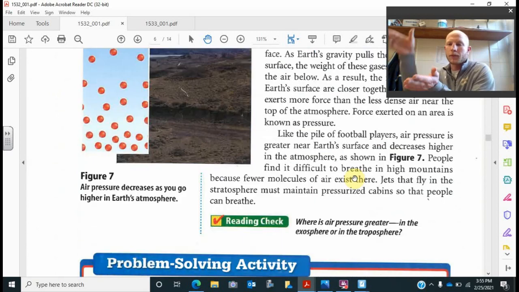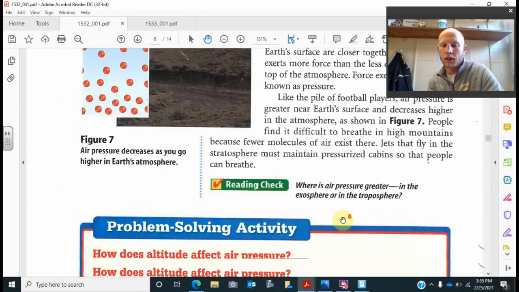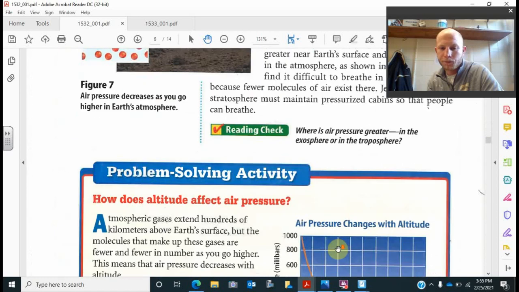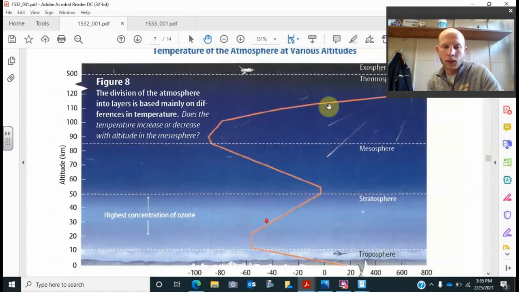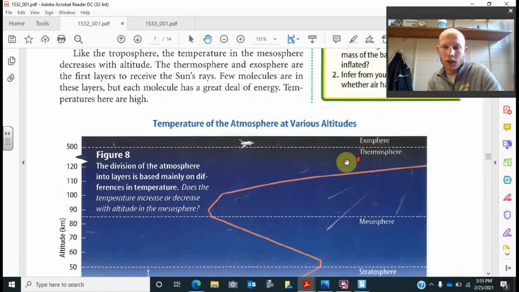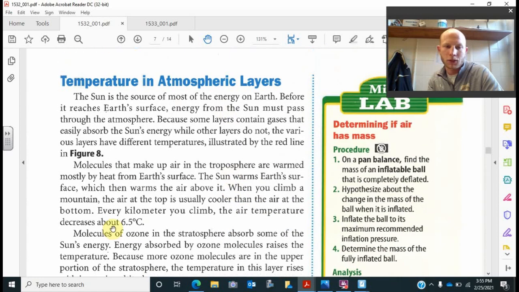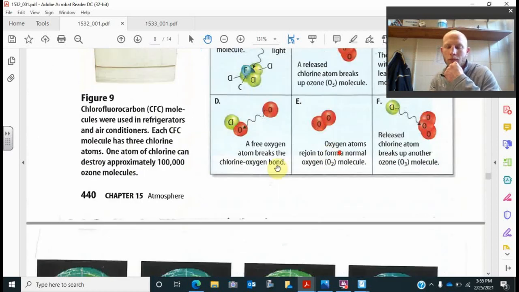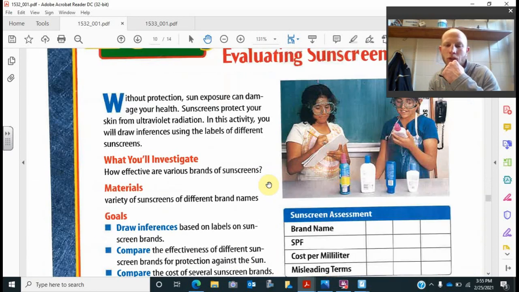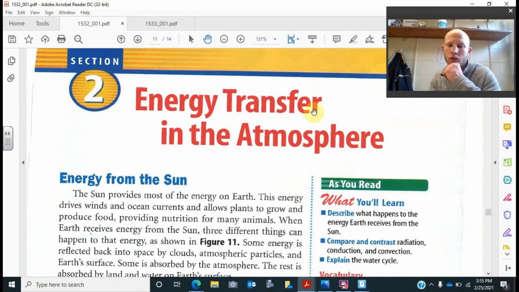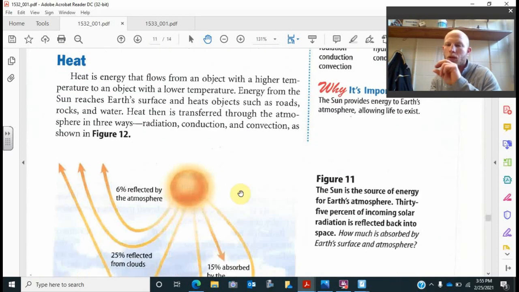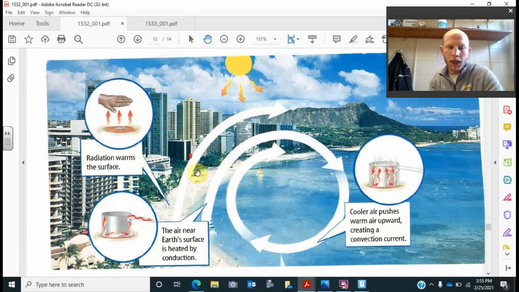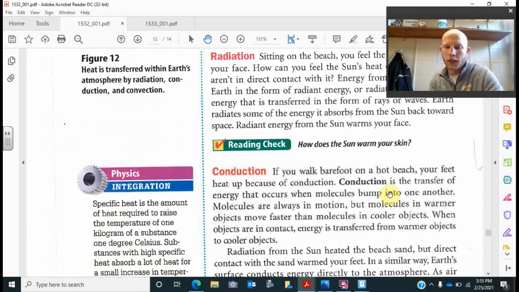Atmospheric pressure, we talked a little bit about that when we inverted that cup with the cardboard over the top. Let's see, keep going. Here's another graph of the exosphere. So there's another one that's going to be on your homework that we have not talked about, but it talks about the temperature in the atmosphere. Ozone layer, the CFCs, chlorofluorocarbons, that were taking away the ozone layer and causing holes. And then here's section 2, energy transfer in the atmosphere. This is going to get a little more into the Earth's energy budget, how energy is moved throughout Earth and the atmosphere and stuff like that.